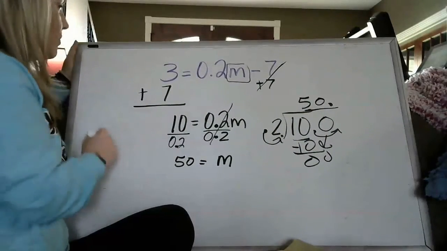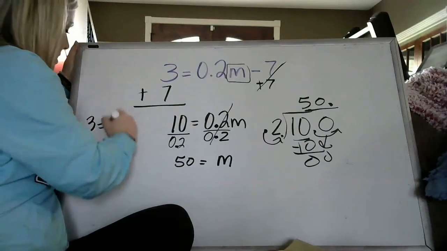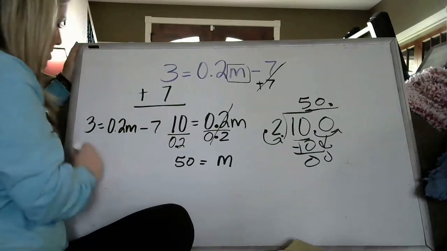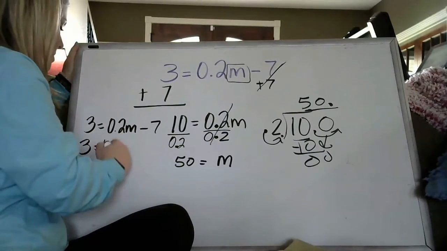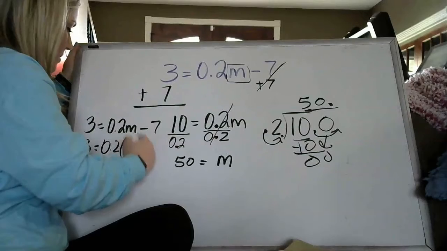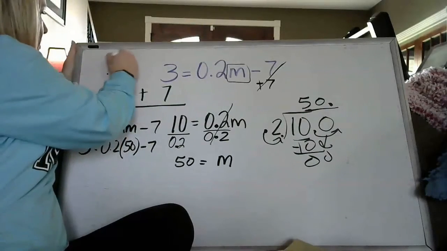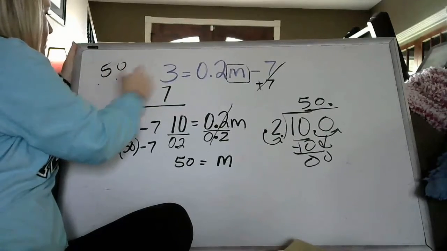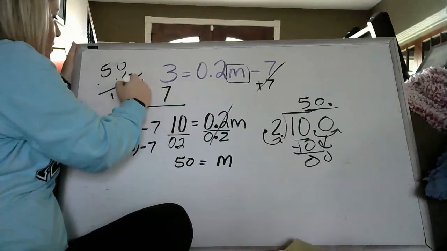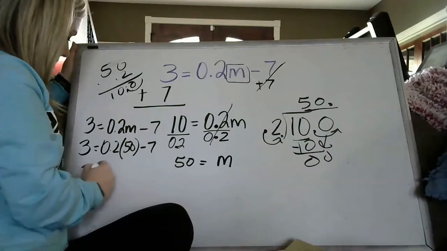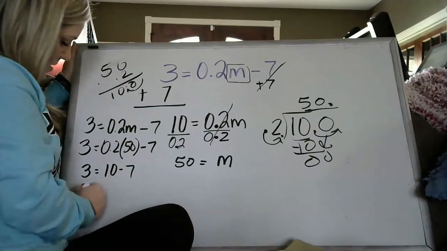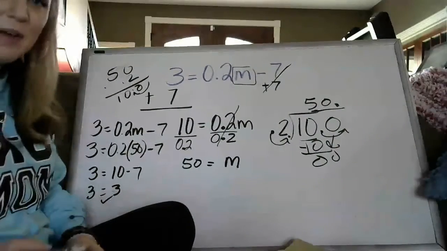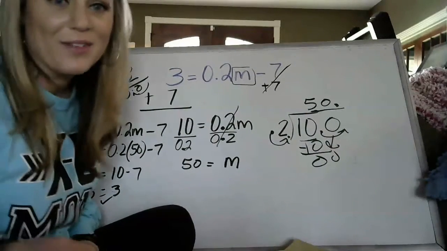Let's check it just to make sure. So we have 3 equals 0.2 m minus 7. Okay, it's fine. 3 equals 0.2 times 50 minus 7. So I'm going to do 50 times 0.2. So that makes it 10. So 3 equals 10 minus 7. And we know 10 minus 7 is 3. So that checks. We did that one correct. All right. Got another one coming up.